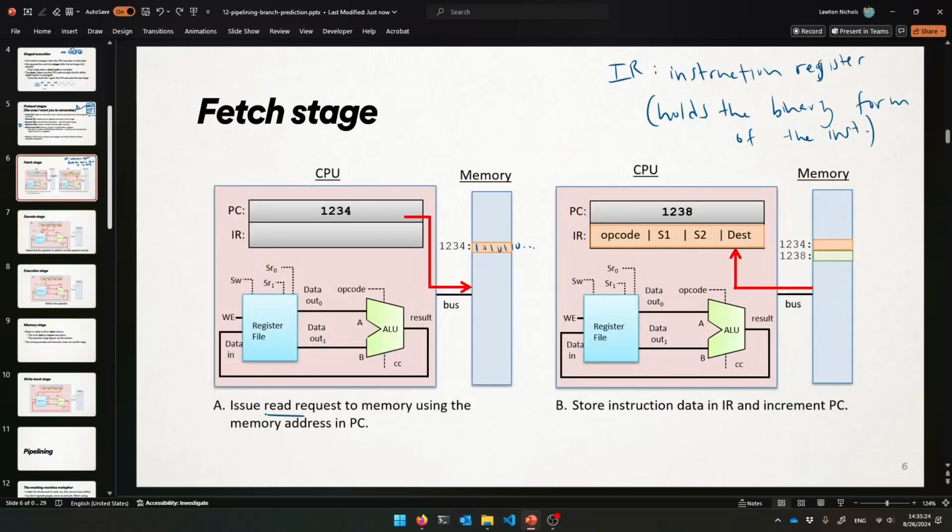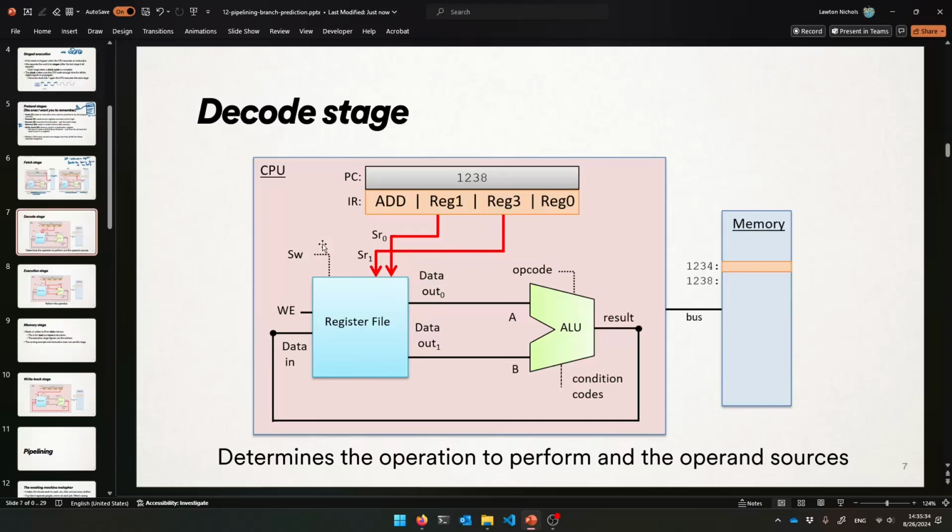So yeah, store the instruction data in IR. So let's see, read request to memory. Memory address is in PC. And then we store that instruction data in IR and increment PC. Important lines to underline.